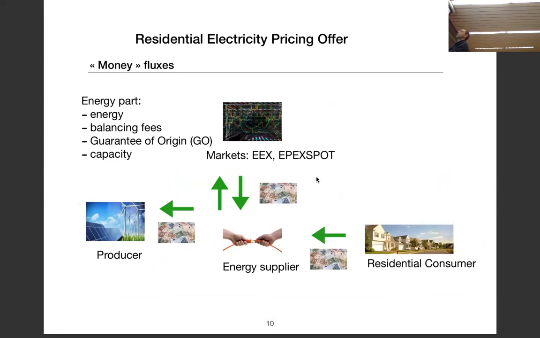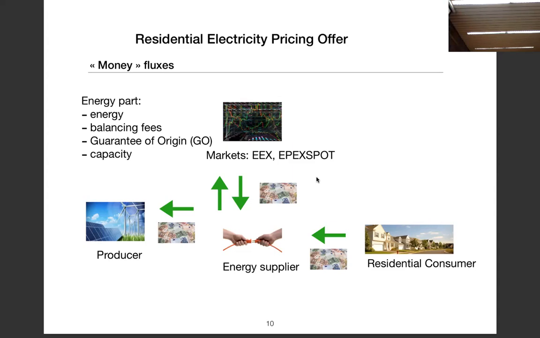In terms of financial fluxes, remember, we buy energy from the supplier, so our money goes to the energy supplier. Sometimes it goes to the market, or sometimes it goes directly to the producer, it depends. But for the energy part, you have several components. You have the energy, but just the energy. You have some balancing fee. Sometimes, if you want to make a green offer, you have to buy guarantees of origin, so it will have a cost. And you have also what is called capacity.